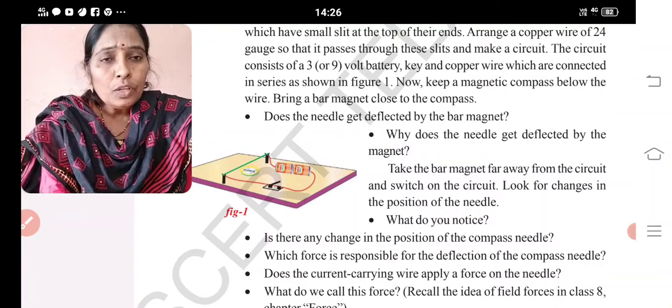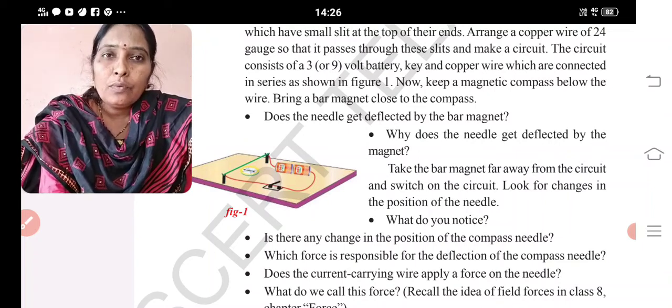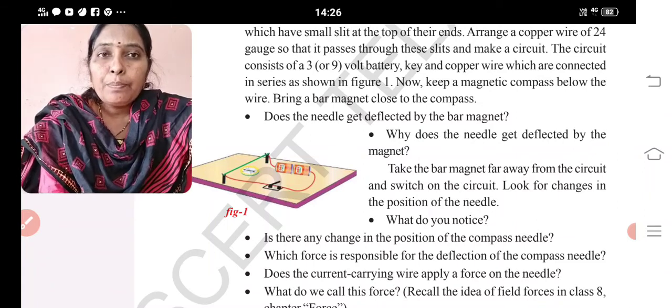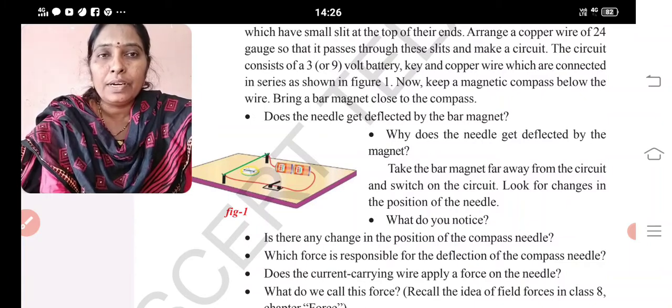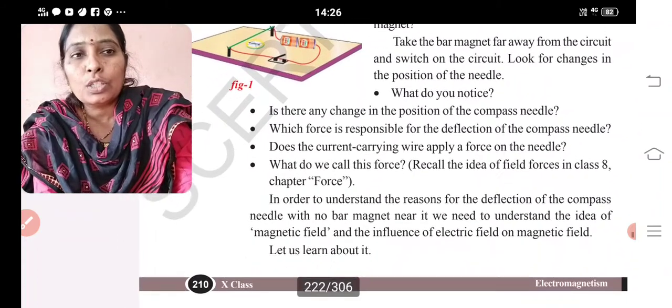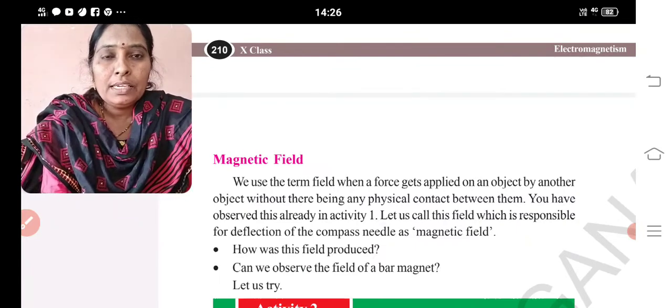When we switch it on, the magnetic needle shows a deflection. When switched off, again it comes to rest. It means that by passing the current, we can see the deflection in a magnetic compass. The needle of that magnetic compass deflects. So there is a relation between magnetism and electricity. So, electromagnetism. And what is a magnetic field?